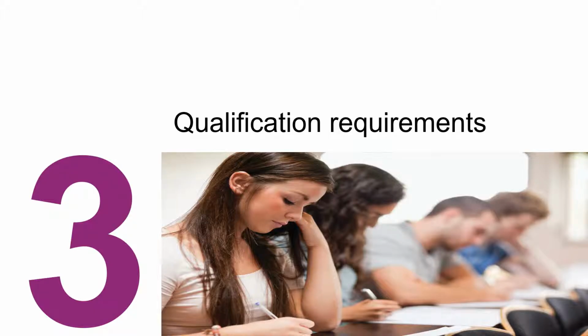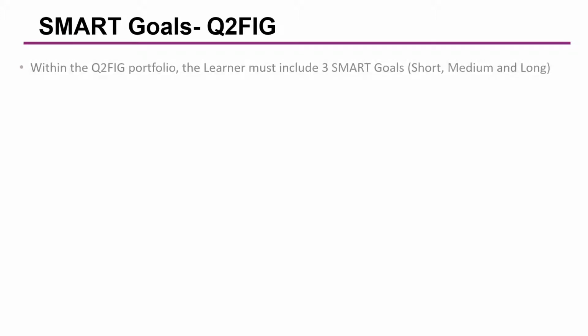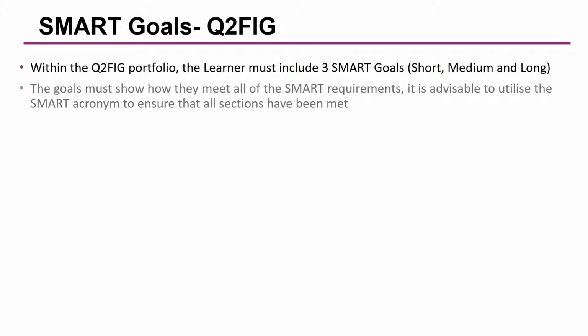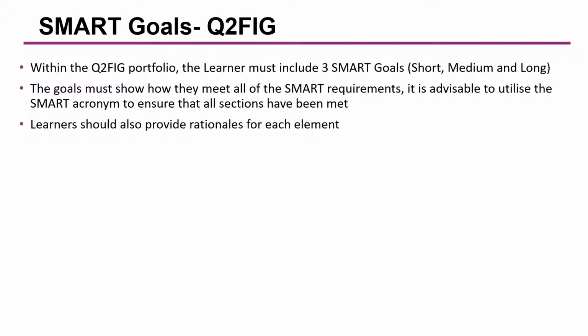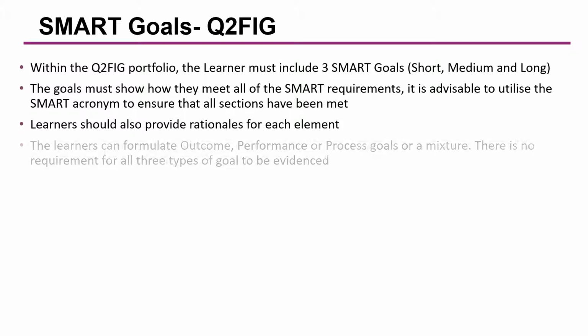Section 3, Qualification Requirements. So let's just take a look at the Level 2 Fitness Instructor in Gym and the requirements for the SMART goals within this qualification. So within the portfolio, the learner must include 3 SMART goals. We've got short, medium and long term. The goals must show how they meet all of the SMART requirements, and it's advisable to utilise the SMART acronym to ensure that all sections have been met. Learners should also provide rationales for each element.